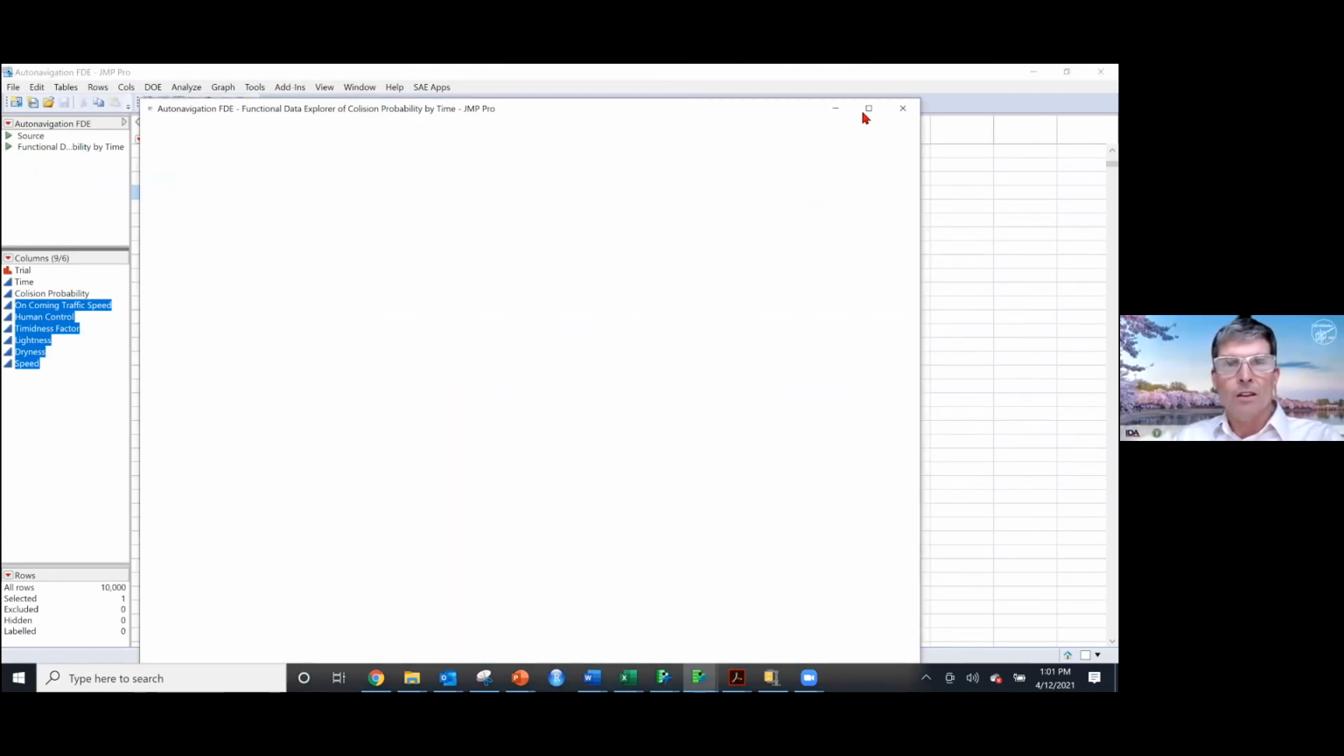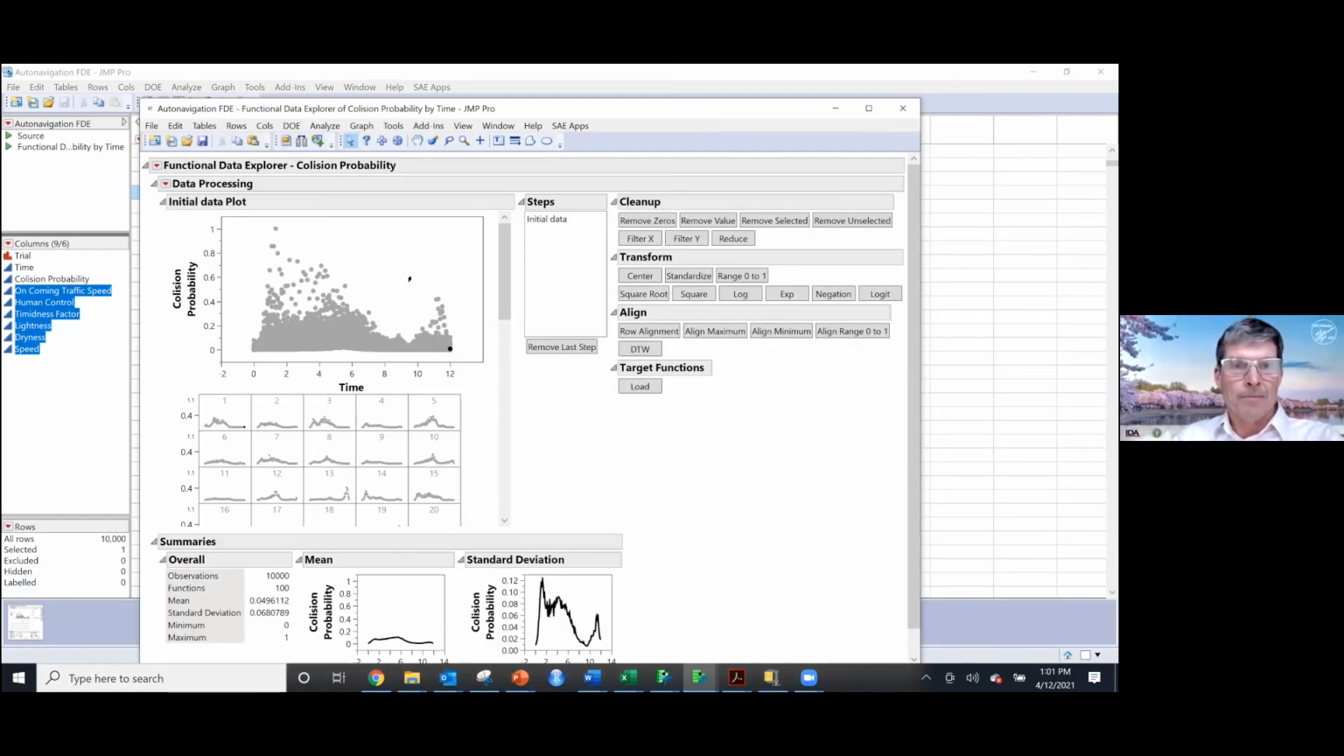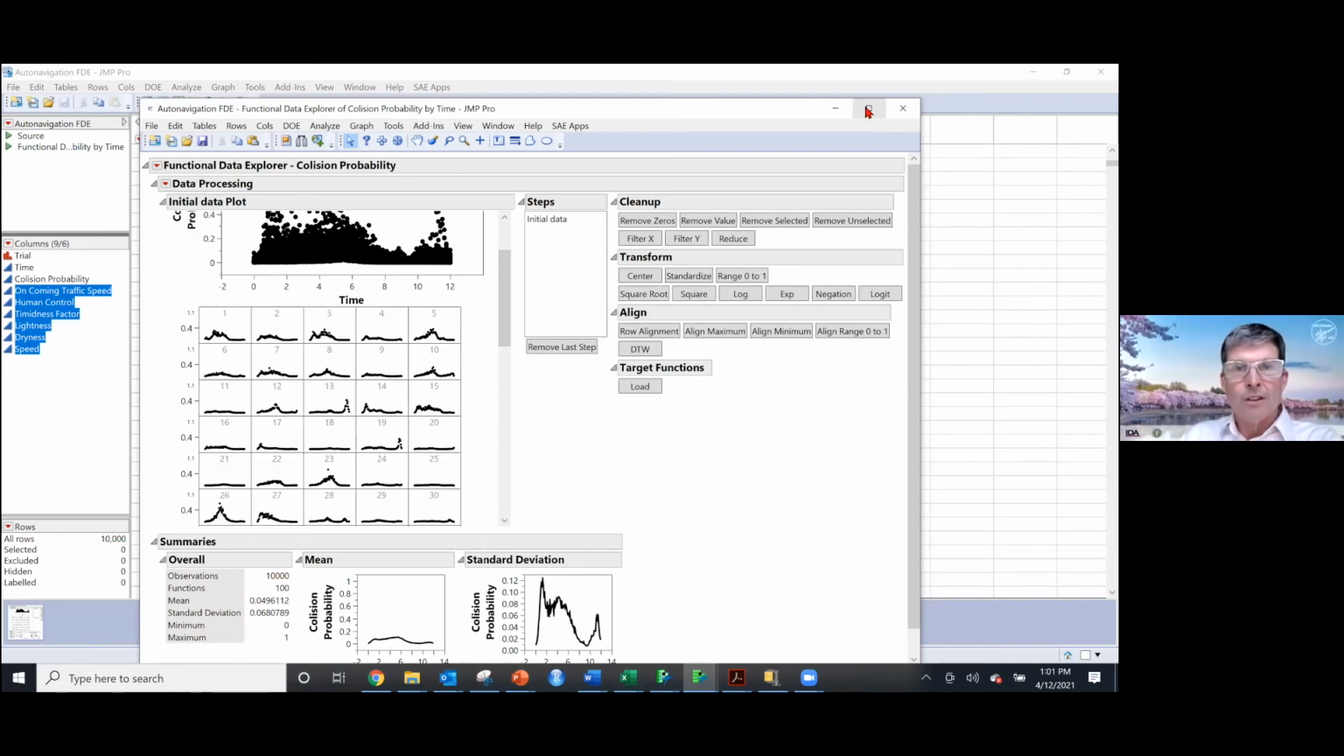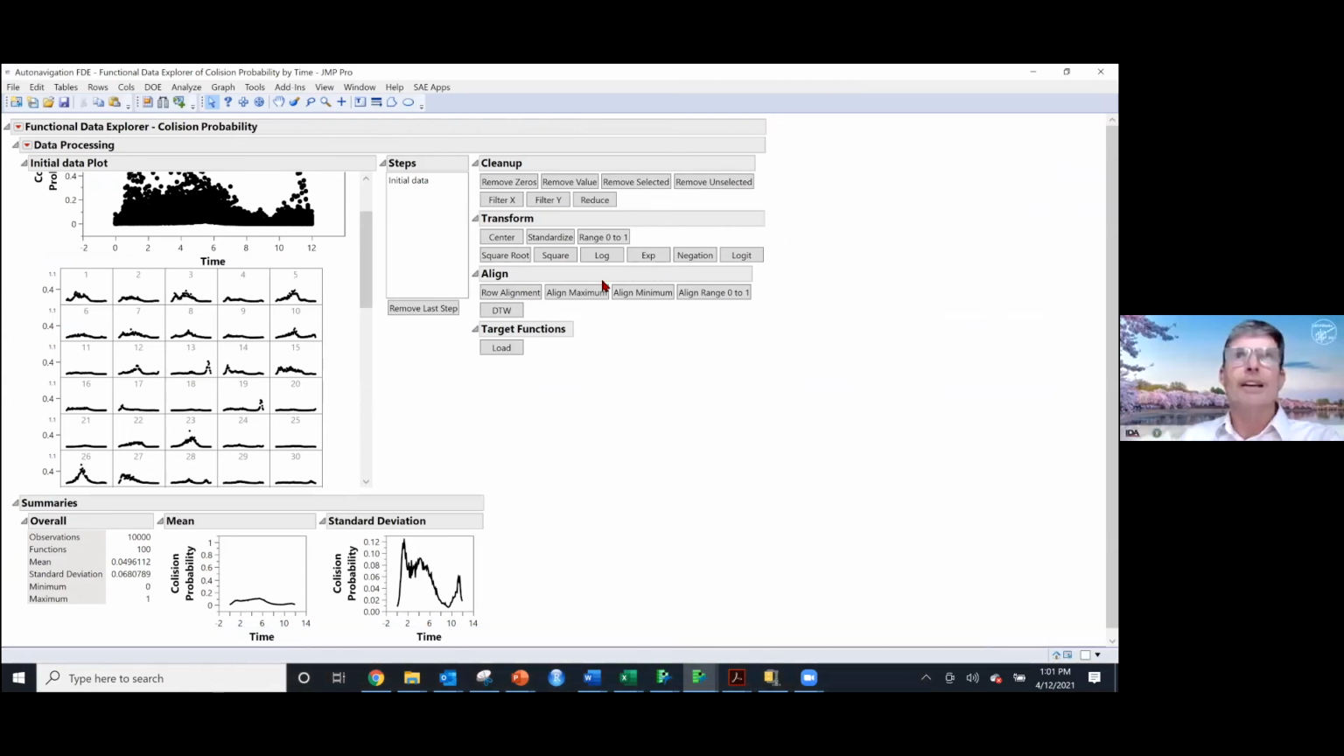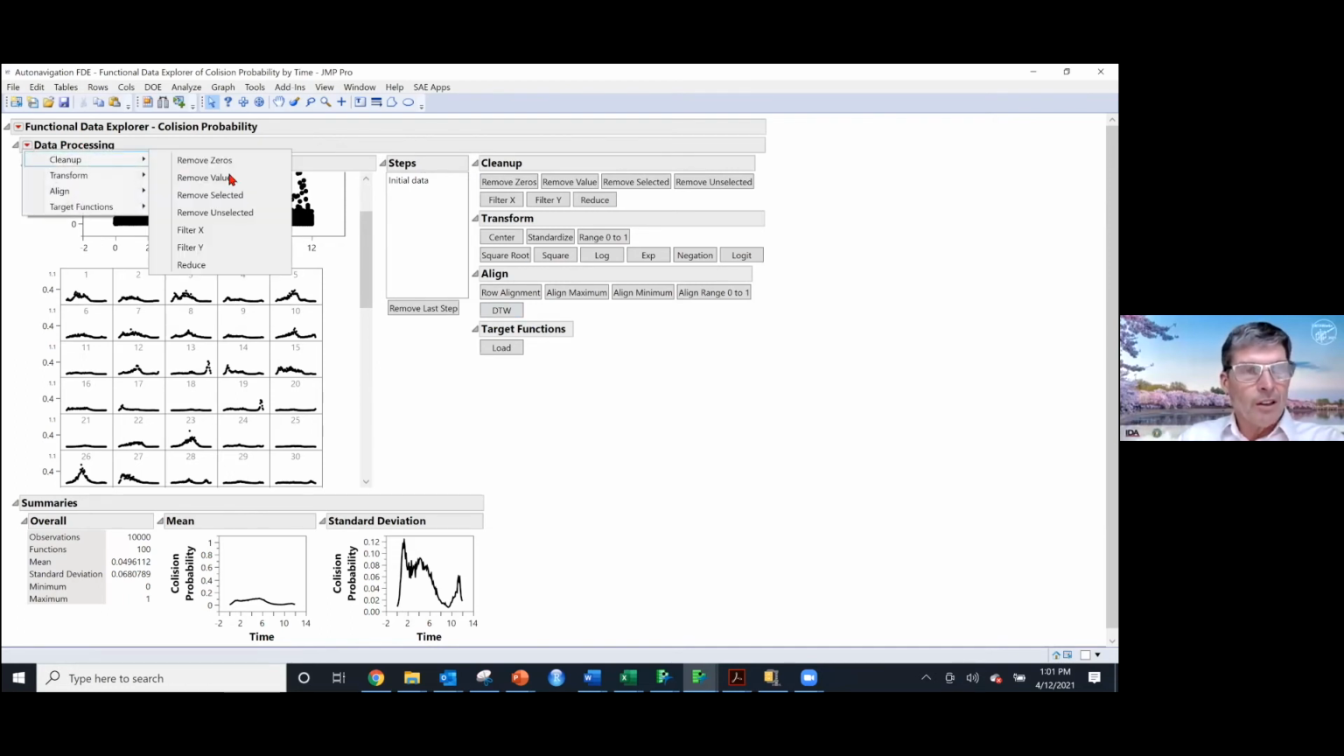And there we have it. So there are the 100 different curves. Hopefully there's not too much of a lag or delay in here, but you'll note here are my curves. The first step is going to be the data processing or data cleanup, which I've already done, but just to show some things that you might want to do, and then transform.